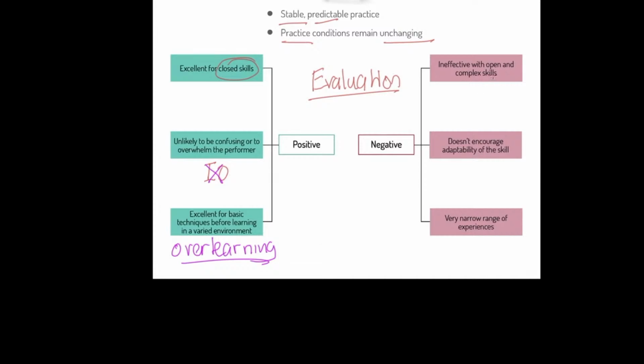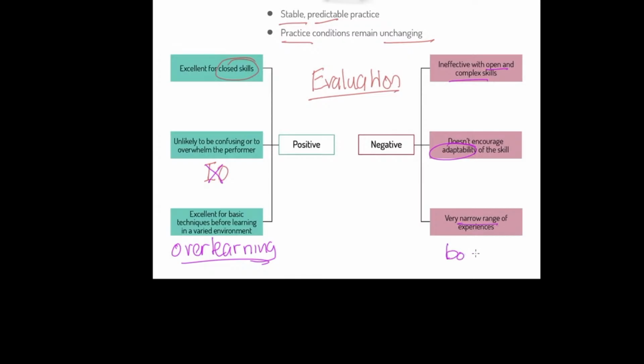Now, these are negative as well. They're ineffective with open and complex skills. So anything which involves any performance, especially games-related things, anything that involves a lot of perceptual processes, this is no good. It doesn't encourage adaptability. Adaptability, remember, really links to our schema theory. Adaptability is not going to be built through fixed practice. You're going to get the same performance over and over again with little errors and changes here and there, I suppose. And it's a very narrow range of experiences.